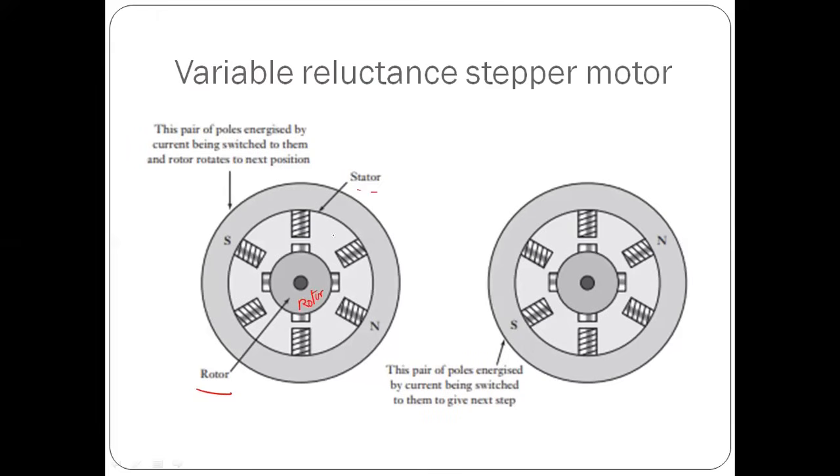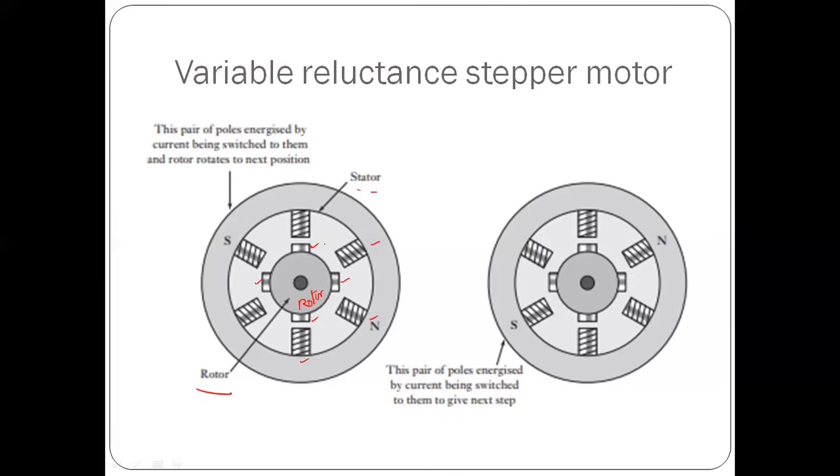Here you can see the rotor. It is made up of soft steel and is cylindrical in shape, and it has 4 poles or 4 teeth. Similarly, the stator also has poles. The stator poles have wire wound around them. The number of poles of the rotor is usually lesser than the number of poles in the stator. Now we'll see how this works.